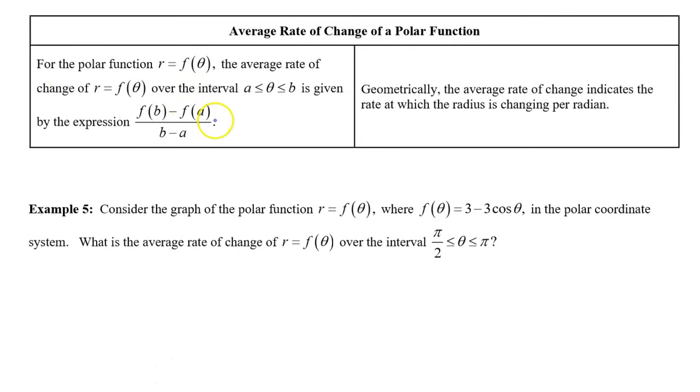Way back in topic 1.2, we learned that the average rate of change of f on the interval from a to b is given by f of b minus f of a over b minus a. This will be no different for the polar function r equals f of theta. Geometrically, the average rate of change indicates the rate at which the radius is changing per radian.